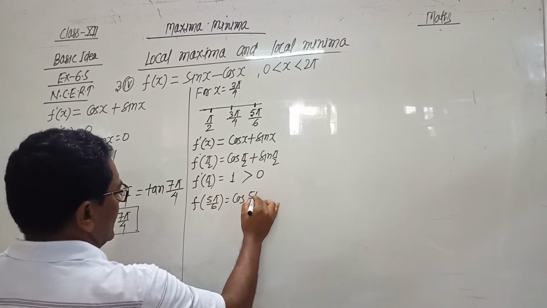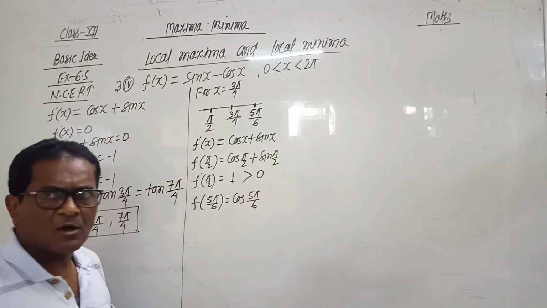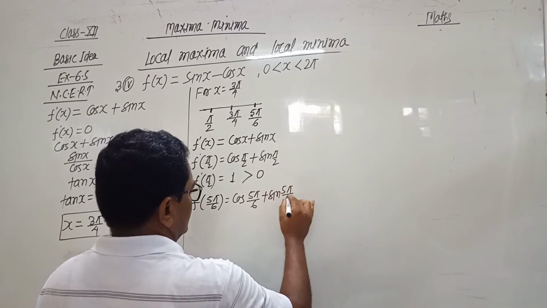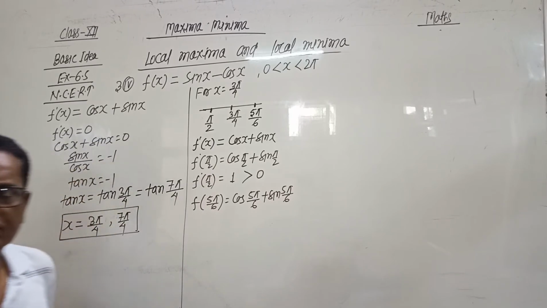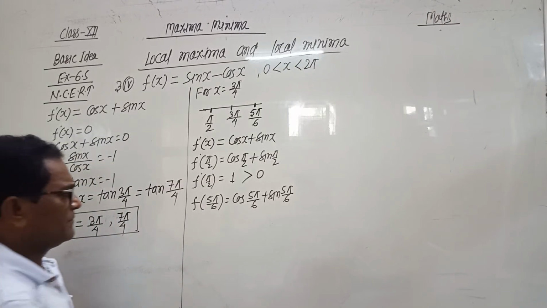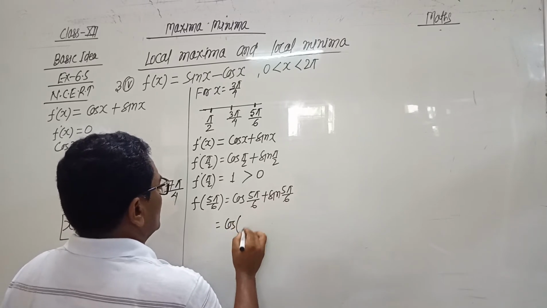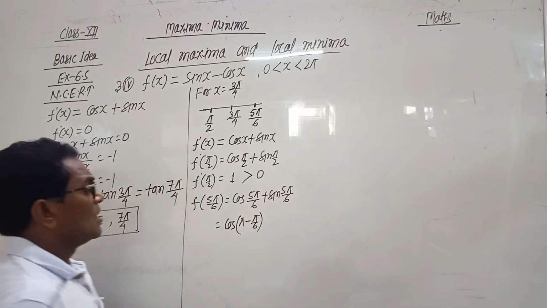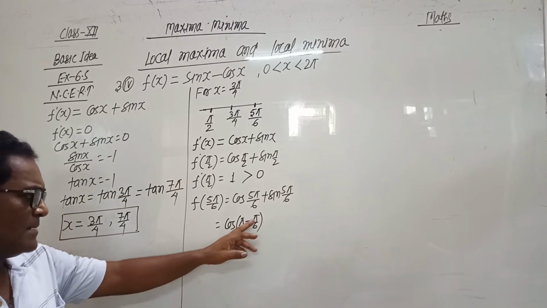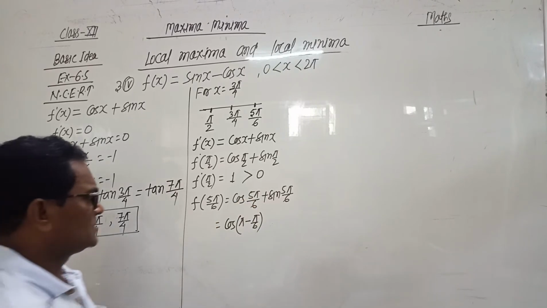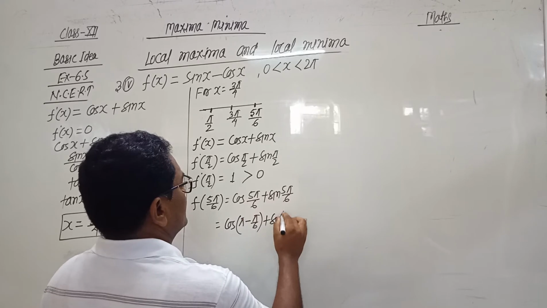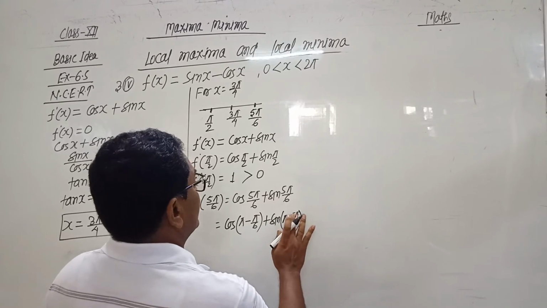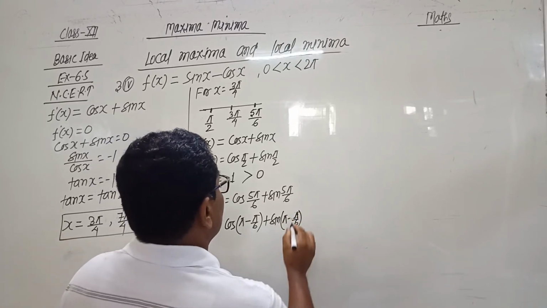So cos 5 pi by 6 plus sin 5 pi by 6. 5 pi by 6 means 150 degree. So this can be written as cos(pi minus pi by 6). Pi minus pi by 6 comes to be 5 pi by 6. And this is also written as sin(pi minus pi by 6).